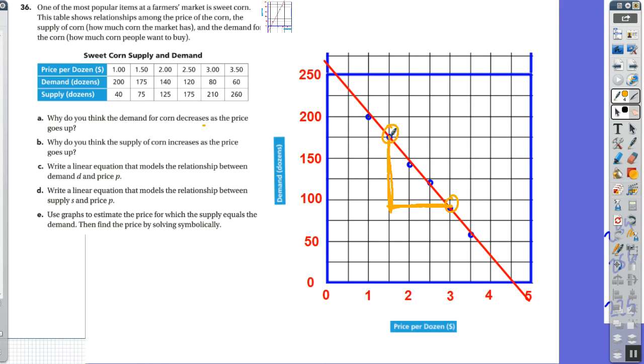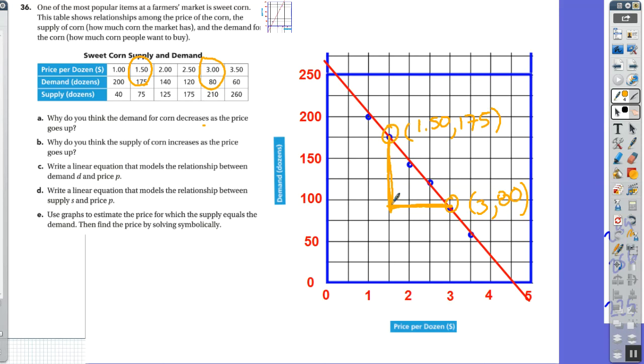Now, clearly, you could have made a different line of best fit, but this is the one that I made, and so I'm going to find the equation of it. So, we know that this point right here is at 1.5, comma, 175. And we know that this point here is at 3, comma, 80. And I know this because I'm looking at these data points here.